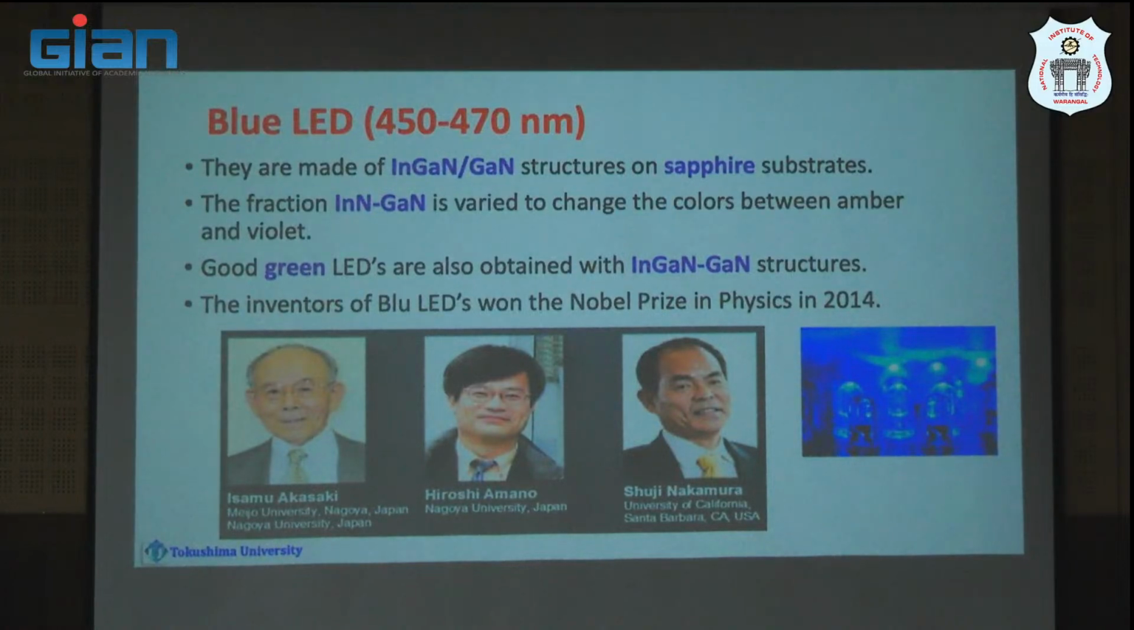In 1971 and in 1990, red and green LEDs were already discovered. But blue was not discovered. When the blue LED was discovered in 1991, then it was possible to make white light.